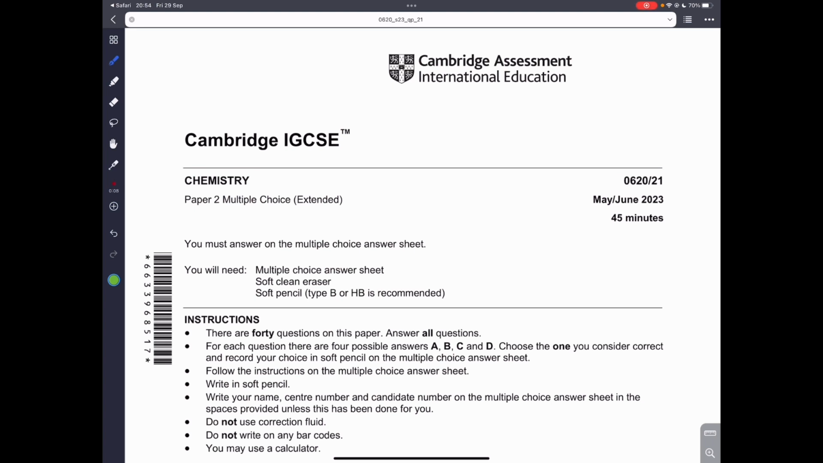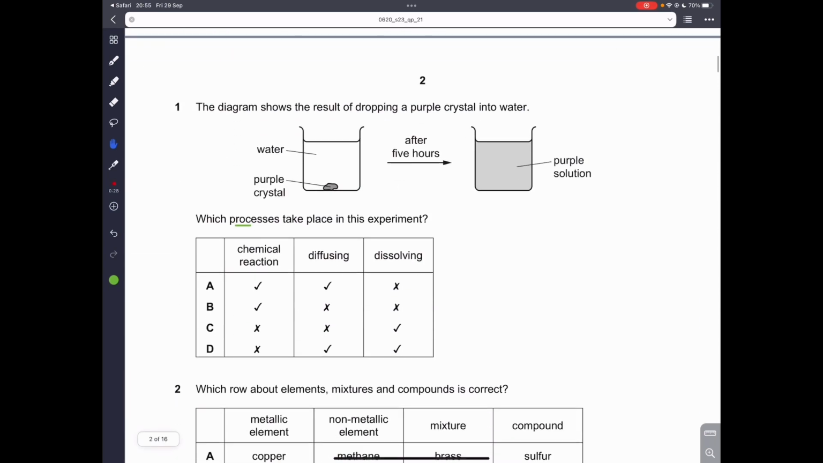This is the multiple choice extended version. Today I'll be doing the variant number 1 version. I recently did a variant 2 version, so this time I'm going to do a variant 1 version. This is the recent paper, May-June 2023. So let's get started. Question 1.